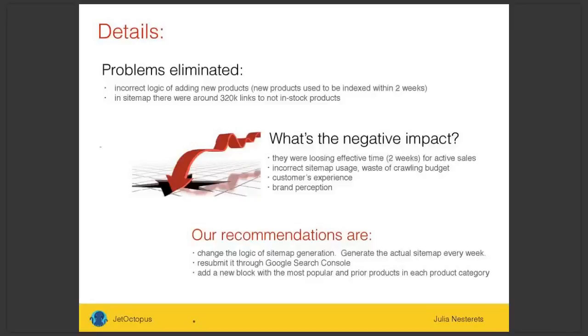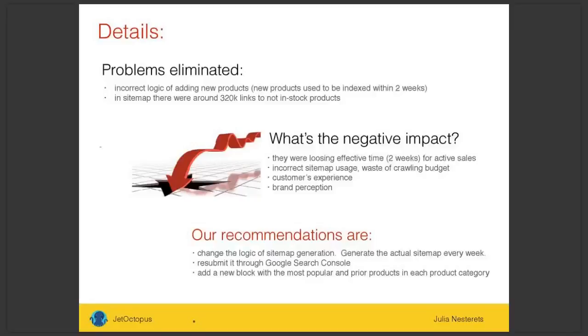Our recommendations were to change the logic of sitemap generation and generate the actual sitemap every week. You can easily resubmit it through Google Search Console as often as you need. And to add a new block with the most popular and priority products in each product category.